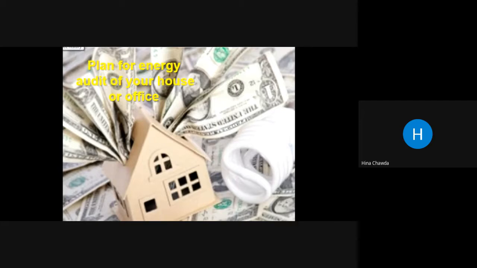Now moving on to the next, we should plan an energy audit of our house or office. On our own level, we can plan an audit of how much energy we are using and how we can reduce it, so we can save more and more energy. So less energy production would be needed.